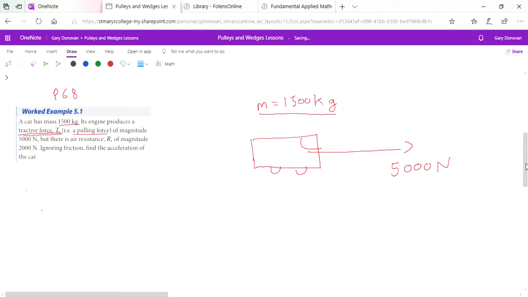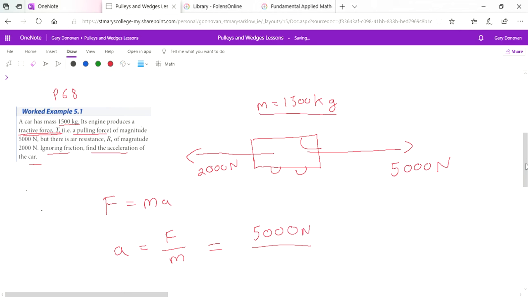Now one thing I always suggest you do for this is draw a diagram. Always draw a force diagram. There is air resistance of magnitude 2,000 newtons. Ignoring friction, find the acceleration of the car. Well, our equation is F equals ma, so if we want to find acceleration, that will rearrange to be F over m. Be careful, it's not 5,000 newtons over 1,500, because this is the forward force, but really we should be looking at the resultant force. So we don't use that.